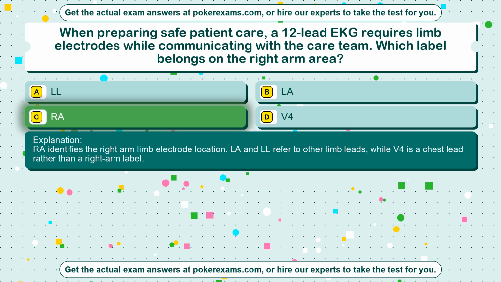RA identifies the right arm limb electrode location. LA and LL refer to other limb leads, while V4 is a chest lead rather than a right arm label.